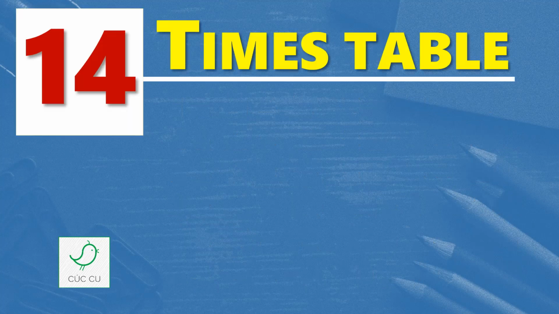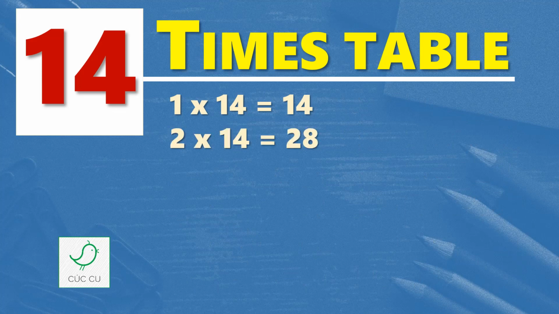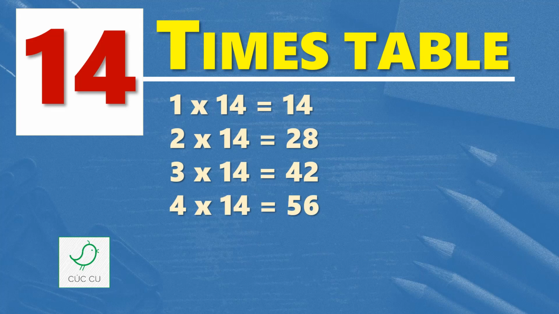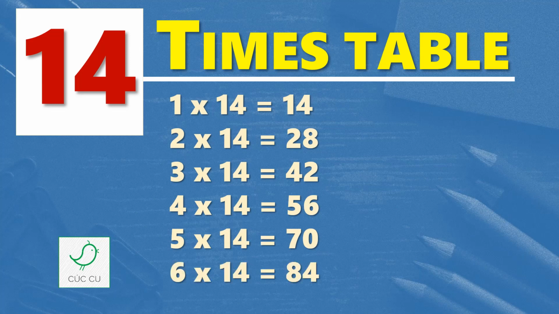14 times table. 1 times 14 is 14. 2 times 14 are 28. 3 times 14 are 42. 4 times 14 are 56. 5 times 14 are 70. 6 times 14 are 84.